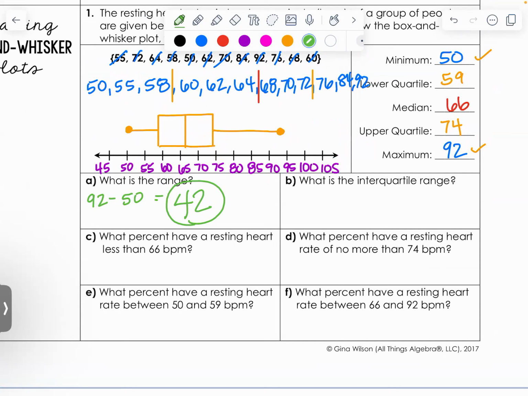What numbers do we use for the interquartile range? Okay, so in this case, it would be 74 minus 59, right? What's that? 25. Okay, so now keep in mind, each section is 25% of the data, right?